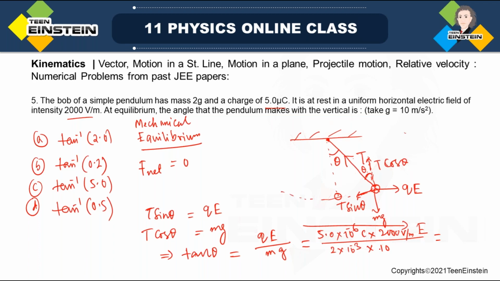Now if we solve it, this 10 goes from here, 2 goes from here, so there will be 100 over here, and this is 10 to the minus 3. So 5 into 10 to the power minus 6 in the numerator, and if this 10 to the power minus 3 goes in the numerator, it will be 10 to the power minus 1. This is actually unitless, because this is an angle, so it is 0.5. So tan theta is equal to 0.5.